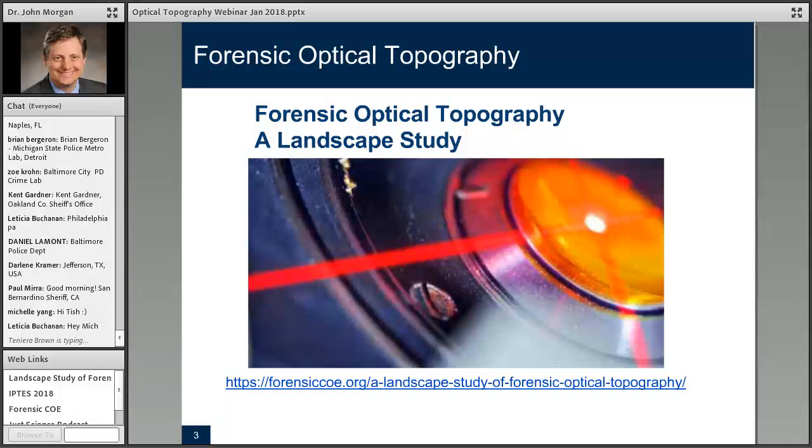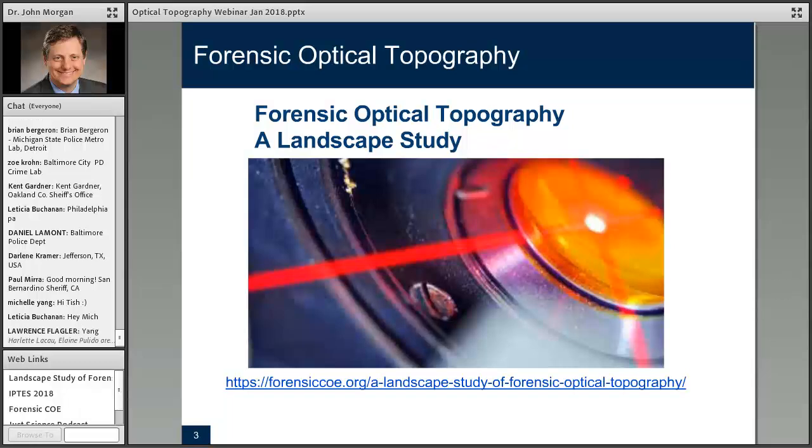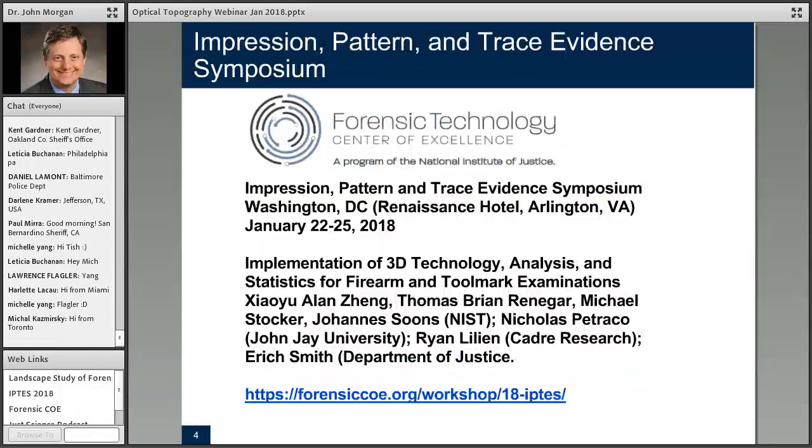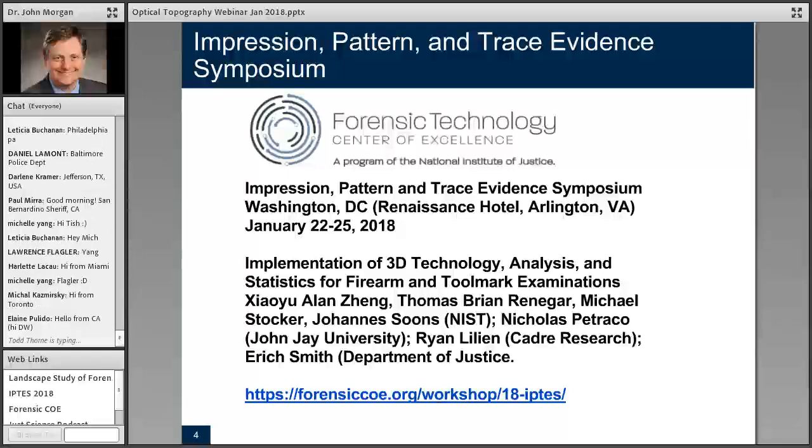The first one is the landscape study that we published last year on forensic optical topography. That landscape study, like many of our other landscape studies that come out of the Forensic Technology Center of Excellence, is kind of a Consumer Reports, as it were, looking at all the different options out there from the commercial side for microscope systems. It also talks about some of the considerations with respect to how you might bring this kind of technology into operations and where the technology is going. So please take a look at and read through that landscape study as you're interested in this topic.